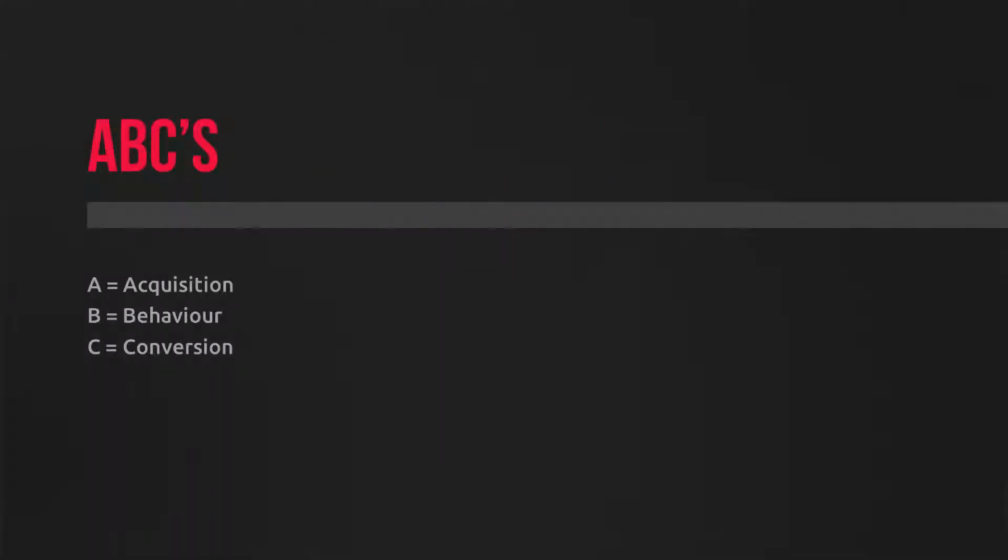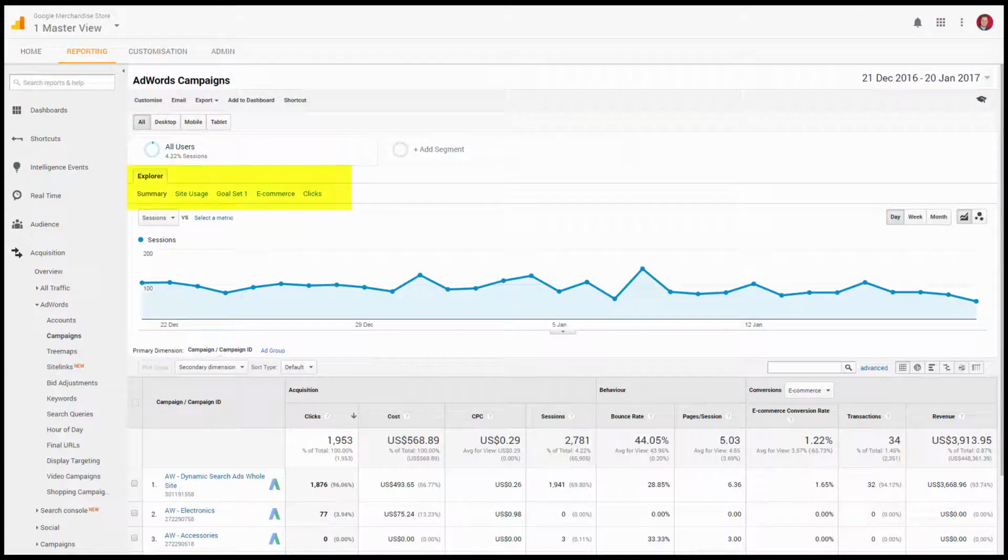The first feature that's important to note is that when we're looking at a report in AdWords, such as the Campaigns tab, we're shown by default the Google Analytics ABCs, so your acquisition, your behaviour, and your conversions. Now you're probably familiar with these. To spice things up a little, you have the ability to change this view by selecting any of your goal sets, e-commerce or clicks, in the Explorer tab at the top of this view. So let's look at clicks first.